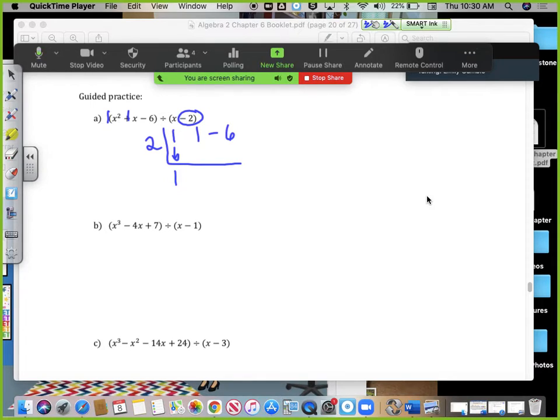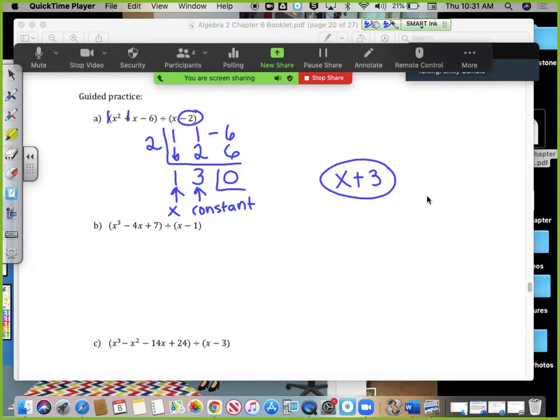We do 2 times 1 is 2. We write it there, and then we add 1 plus 2 is 3. Then we do 2 times 3 is 6, put it there, and add negative 6 plus 6 is 0. This number here is always the remainder. We don't have a remainder in this problem. This is going to be our constant. You don't have to write this each time, I'm just showing you. The next thing after the constant is the x number. So what will the final answer be for this one? Yep, the answer is just x plus 3.